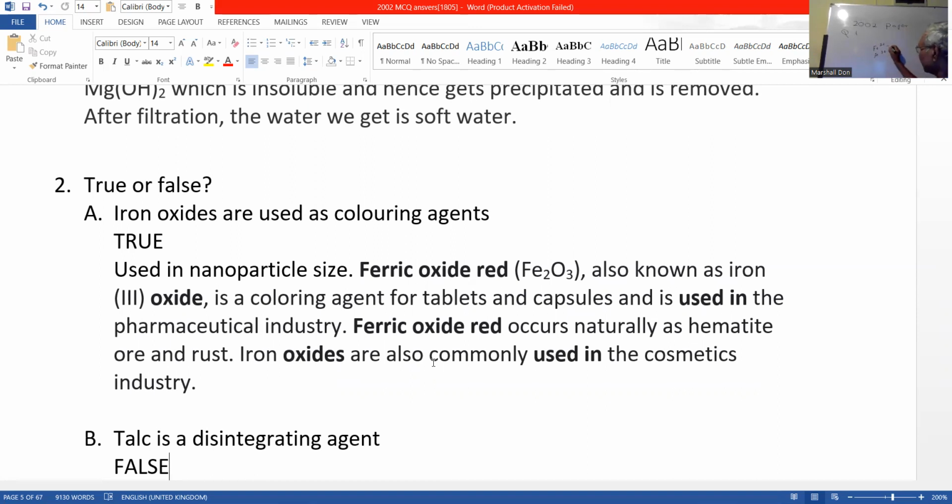Now, ferrous oxide is FeO. Ferric oxide is Fe2O3. This is pink in color. So this is the one you use in lactocalamine and all. You get a faint pink color with ferric oxide. So not ferrous oxide. Ferric oxide has this 3 symbol because the valence is 3.